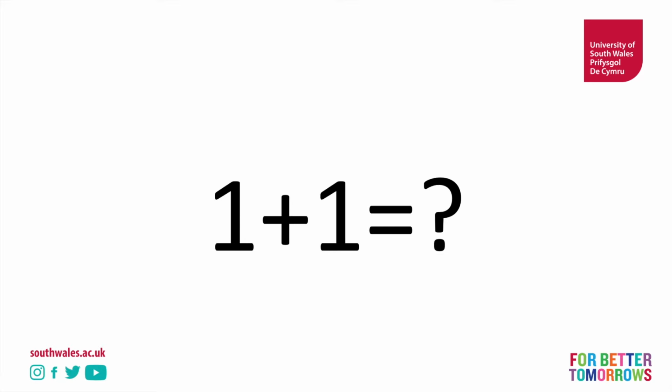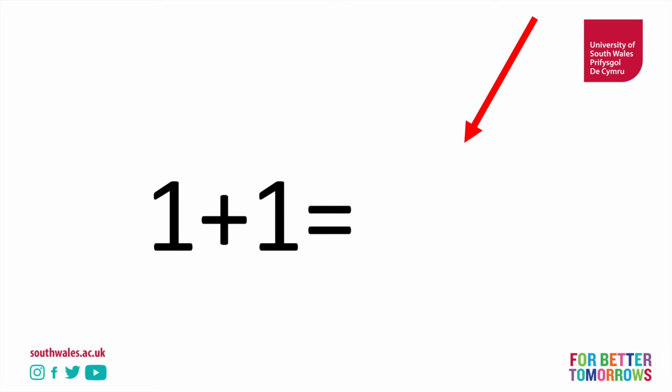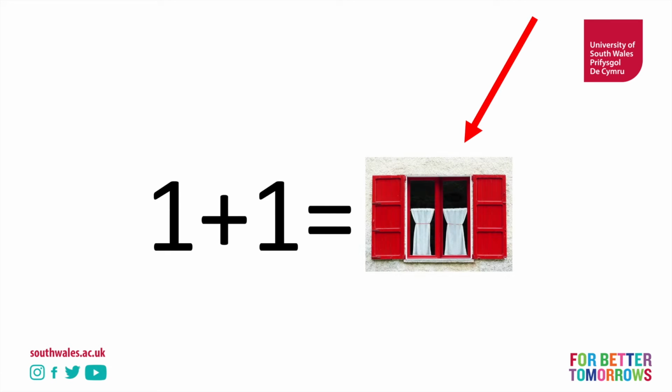Now, usually we would focus on the answer. So we'd focus on that: 1 + 1 = what? And we might say, well, it could be 2, it could be 11, or if we're very creative, it could be a window. That old classic. But actually, we're just guessing. We're throwing answers out there, hoping that one of them's right.